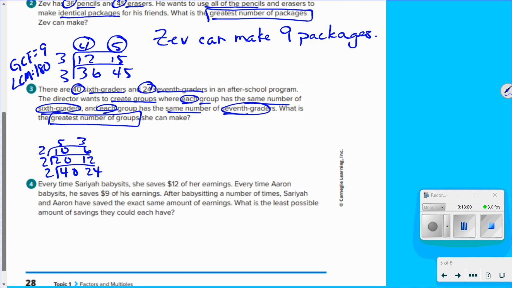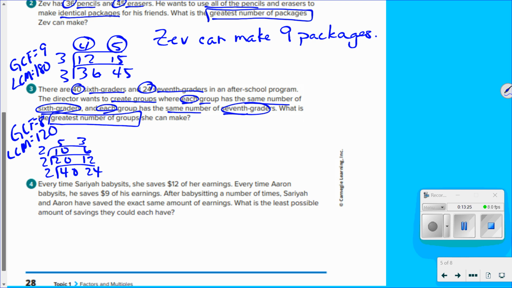So my GCF, I just multiply them. 2 times 2 is? 4. 4 times 2 is? 8. So my GCF is 8. For LCM, I'm going to do it a little differently. 2 times 2 is 4 times 3? 12. 2 times 5? 10. That's why I did it differently. 10 times 12 gives me 120.